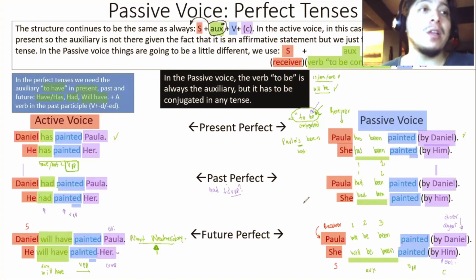So it is perfect. Paula will be being painted by Daniel. She will be being painted by him.